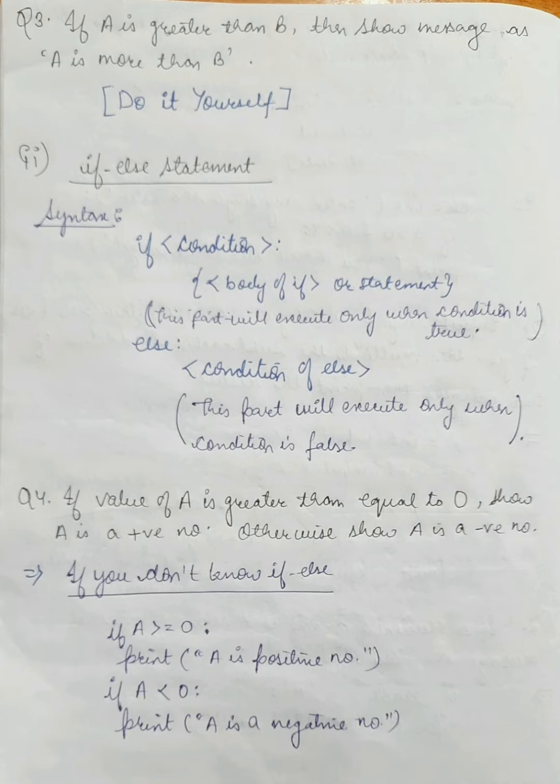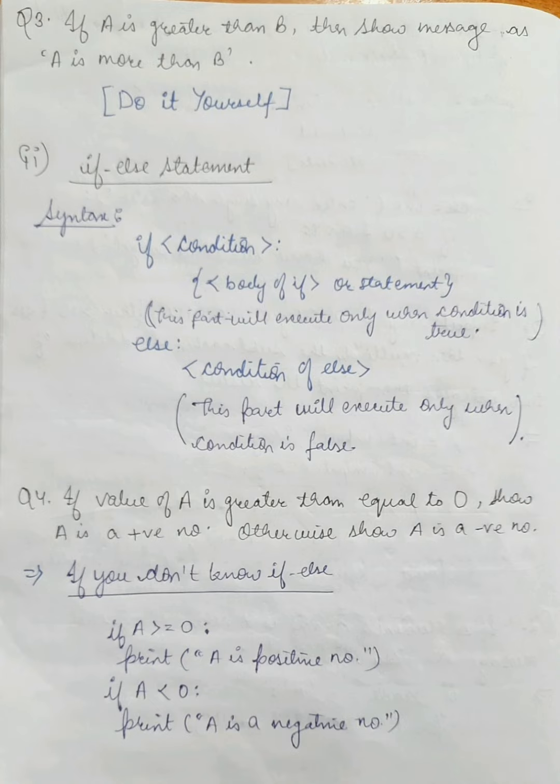Then we will move to the next conditional statement, the if else statement. The syntax: if, condition, header, then the body of if. This part will execute only when the condition is true. Then else, header, then the body of else. This part will execute only when the condition is false. So let's see how we use the else statement.